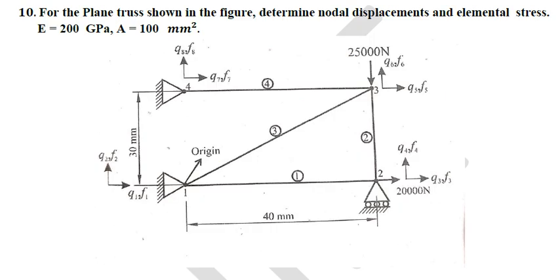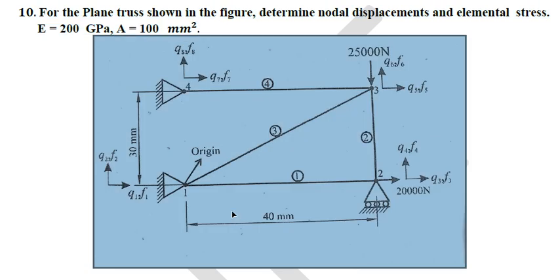Now we will move to the next problem, which is very important. This problem is a little different. The same question for the plane truss member shown in the figure. Determine nodal displacements and elemental stresses. E is equal to 200 GPa, A is equal to 100 millimeter square.